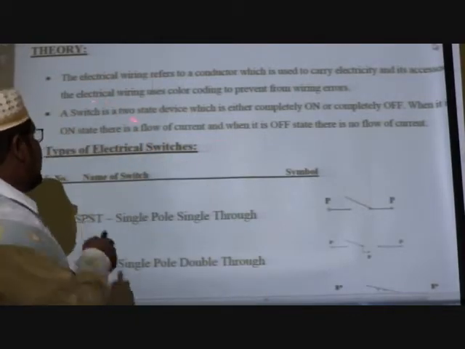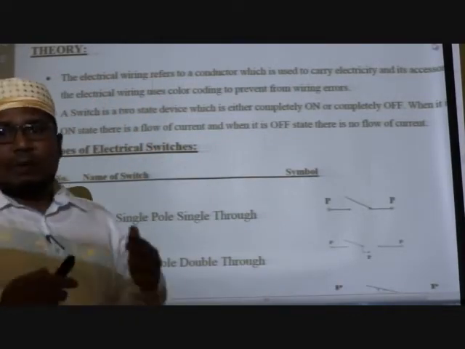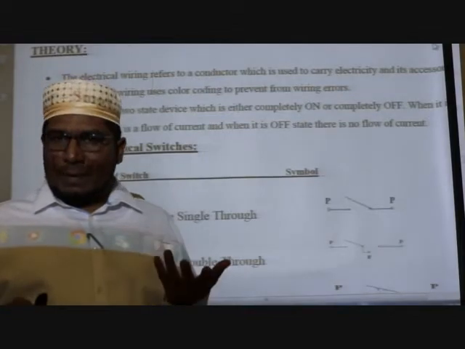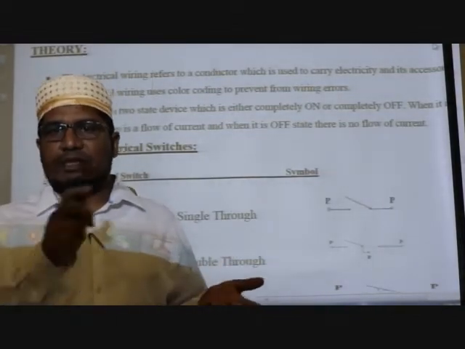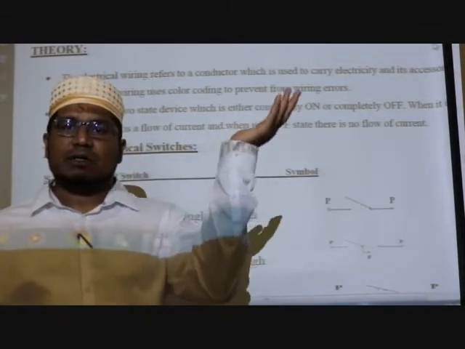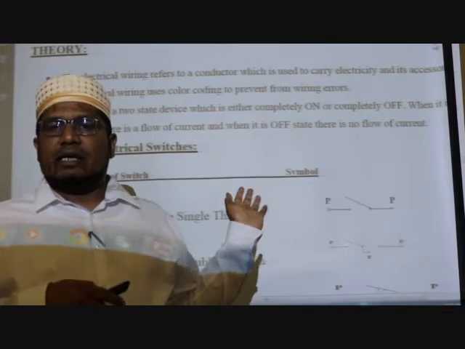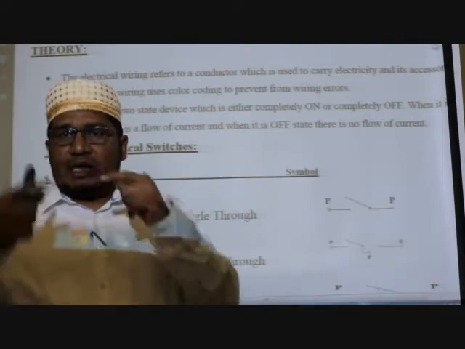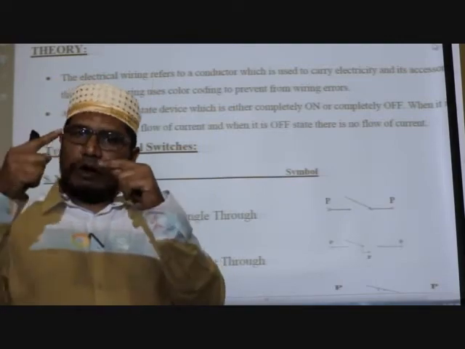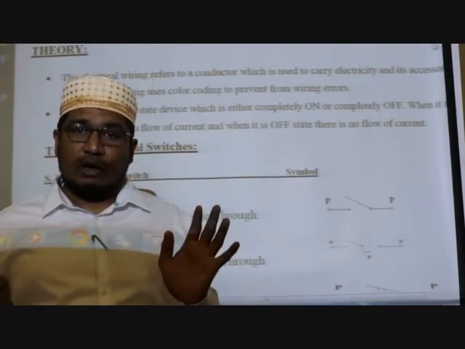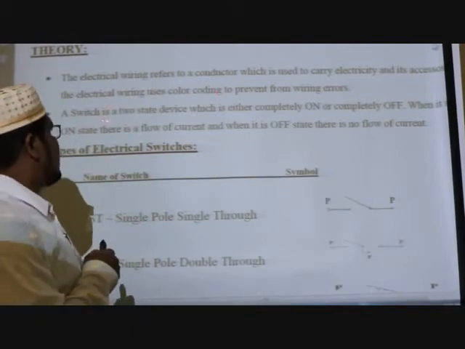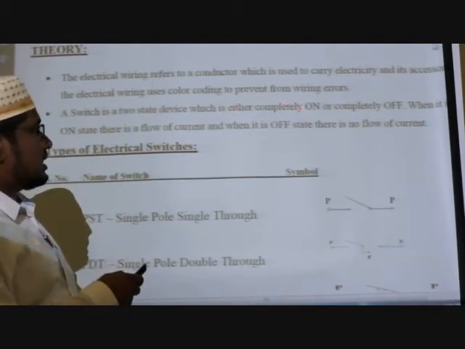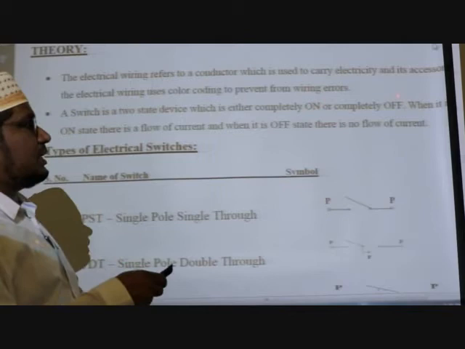So a switch is a two-state device, meaning two operations. We can make two operations, 0 and 1, as in digital logic and digital circuits. The first operation is 0, the second operation is 1. Here also, you can make two states, two operations, with a simple switch. Whether on, that is one operation, or off, that is the second operation. So this is a switch. A switch is a two-state device which is either completely on or completely off.